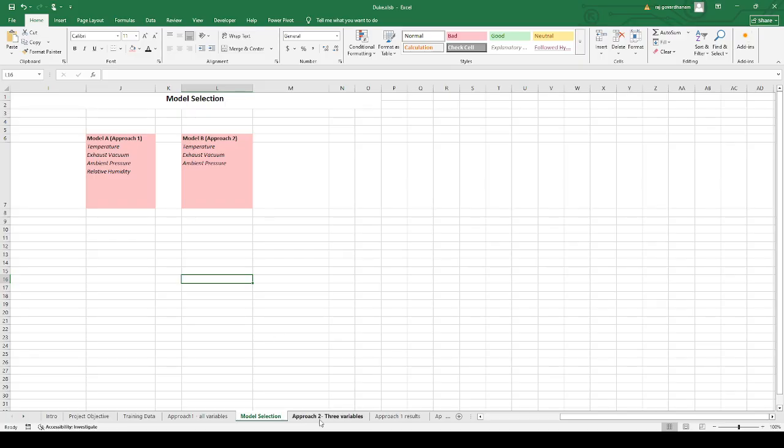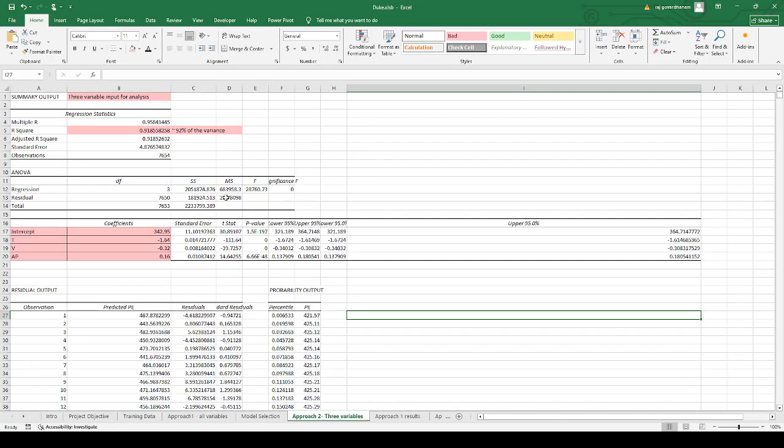In approach 2, I used three variables to train the model for 7,654 observations, and my R2 is 0.9185, almost 92% of variance, and here are the coefficients for approach 2.